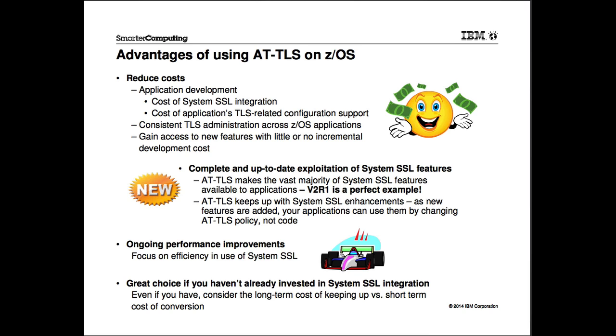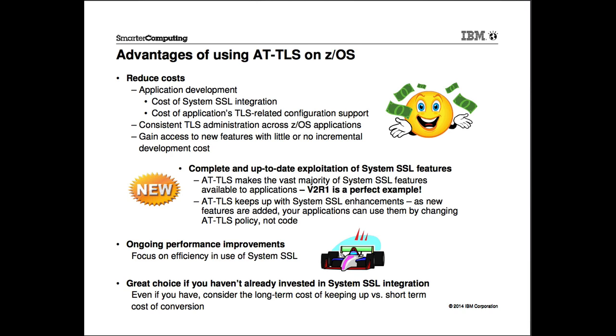Now, there are some advantages to this that may not be immediately apparent. The obvious advantage is you reduce costs, right? Because your application doesn't have to use SSL calls. You code your application just to straight sockets and then use our policies to use it. It gives you consistent TLS administration across all your z/OS applications. And this is the one that isn't necessarily clear at first: you get access to new features with no incremental development costs. I mean, suppose you implemented SSL in the application. You said, I want to use TLS 1.1, code that in your application. Then TLS 1.2 comes out, and your partner says, I want to use TLS 1.2.